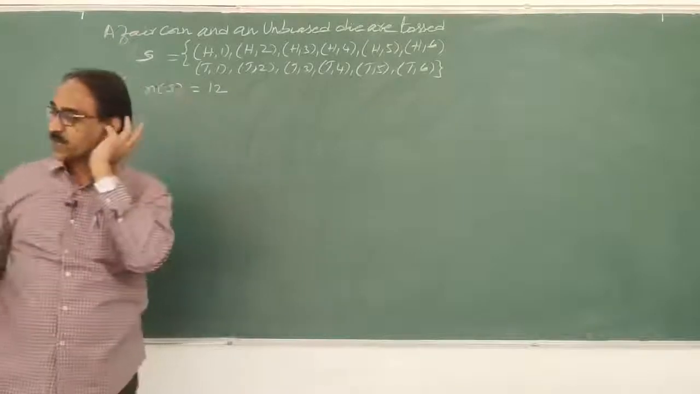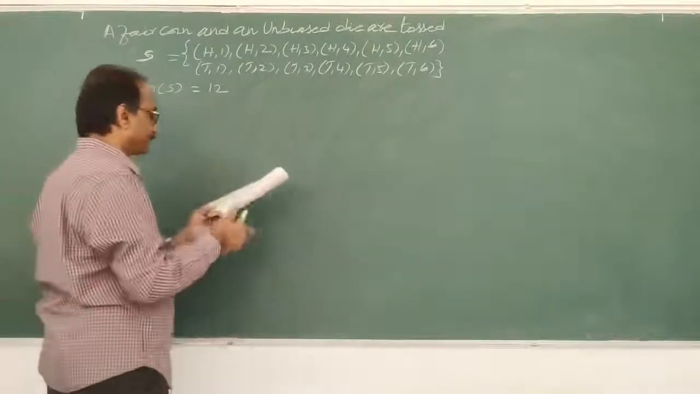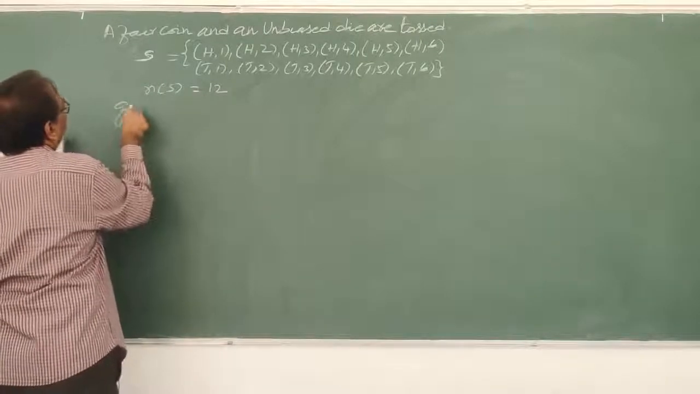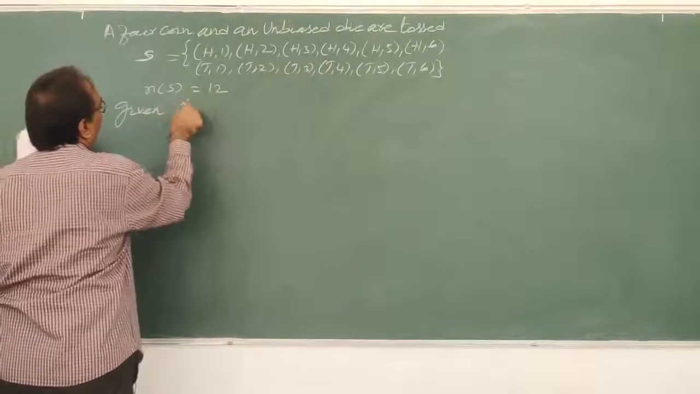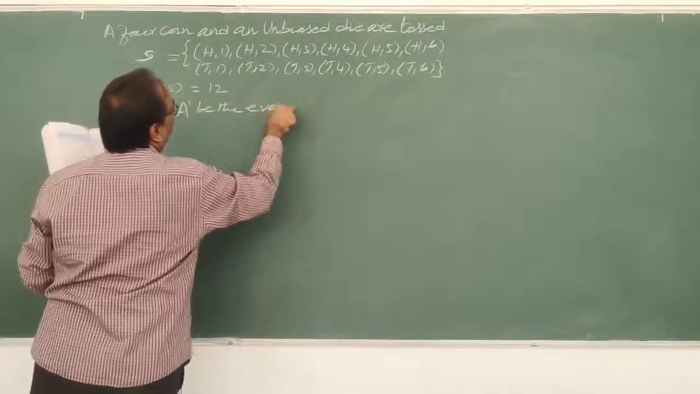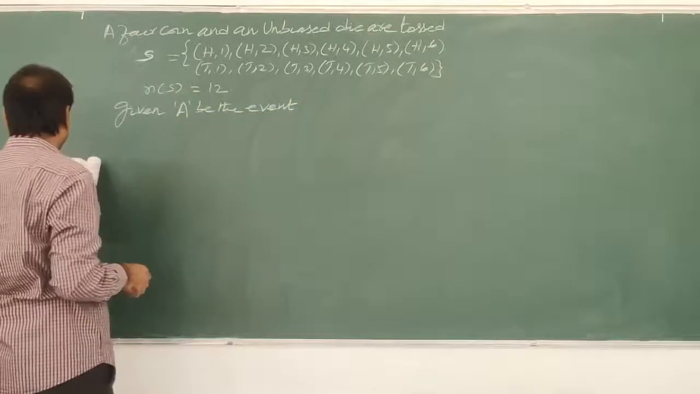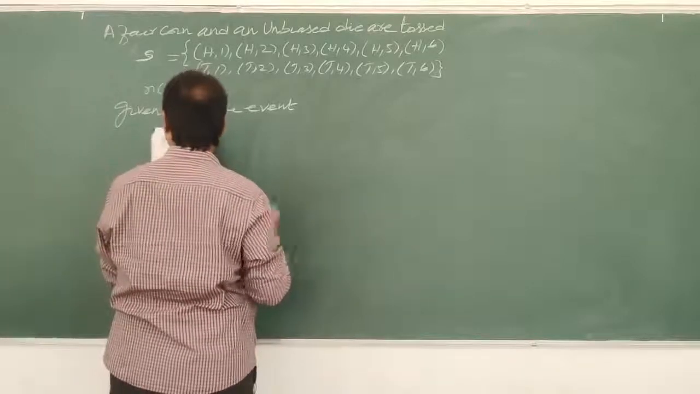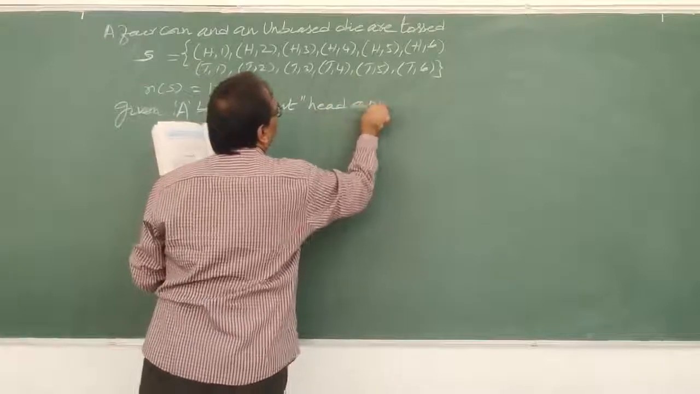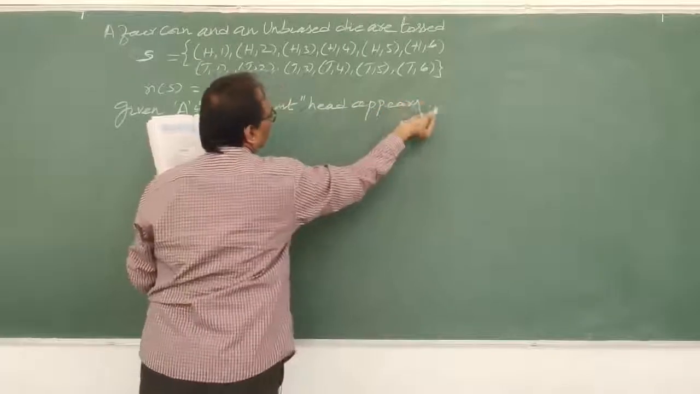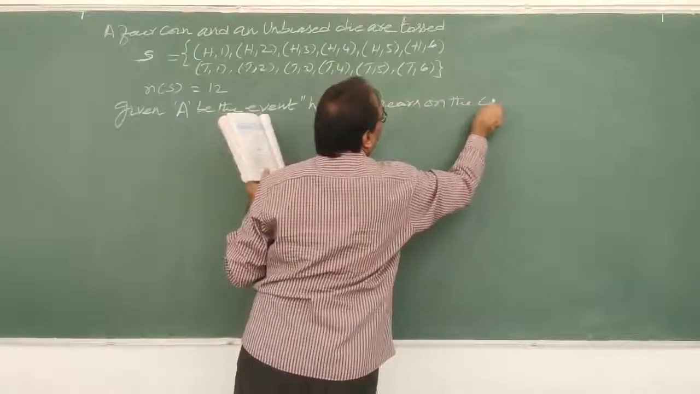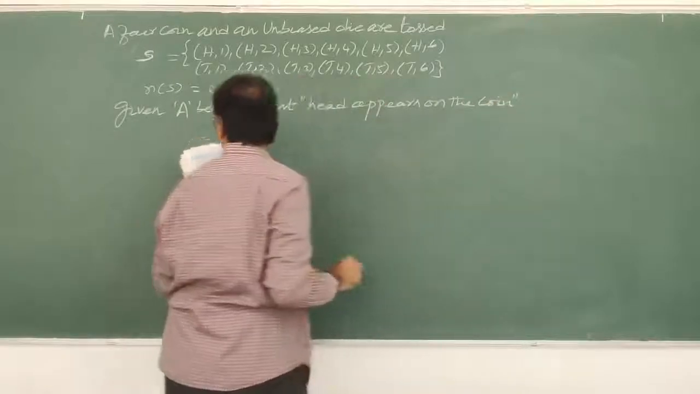Okay. Next, what is given? Given, A be the event: head appears on the coin. Whatever the textbook says, that is what you write. You need not write anything extra, but you should write this, it is important. Head appears on the coin.